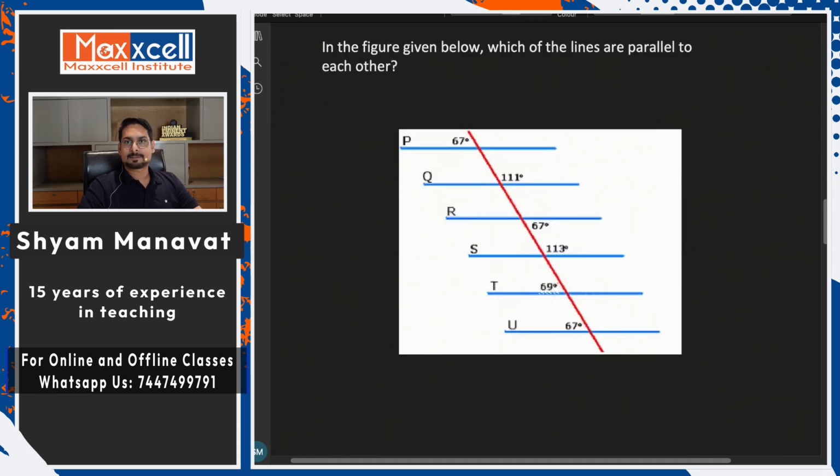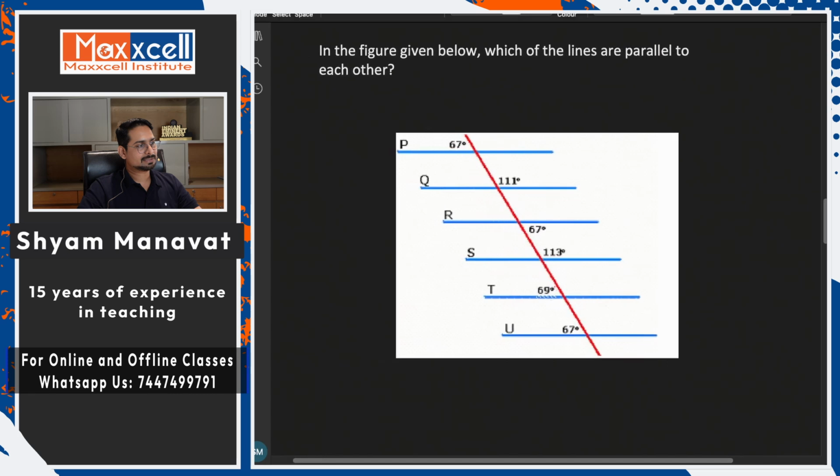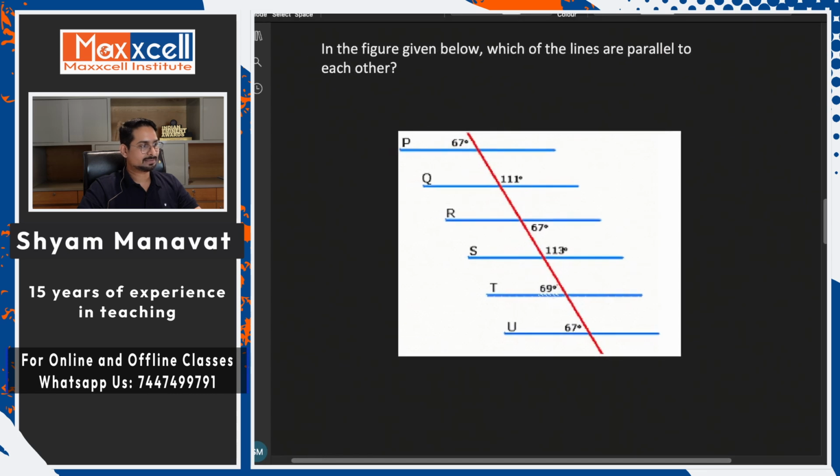Okay, let's solve some questions. In the figure given below, which of the lines are parallel to each other? Now, for parallel lines, what will happen? If you take this red line as a transversal line, then for any two lines, if the acute angles are the same, those lines will be parallel. If the acute angles are the same, then obviously the obtuse angles will also be the same.